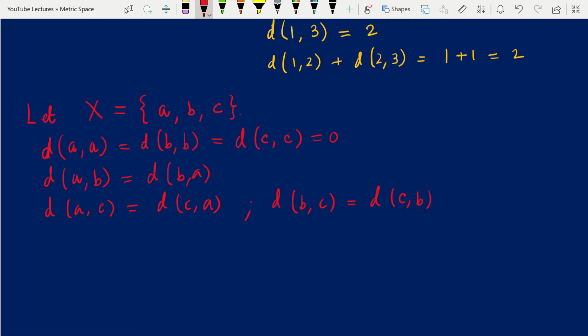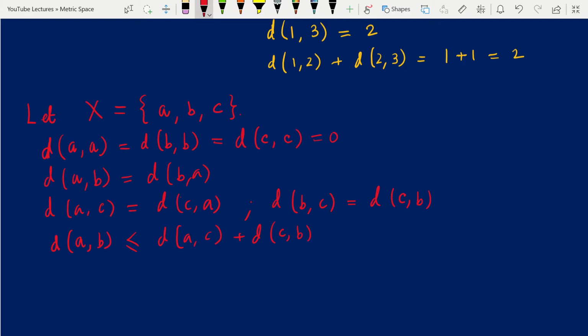And I also want something like this: distance between a and b should be less than or equal to distance between a and c plus distance between c and b.